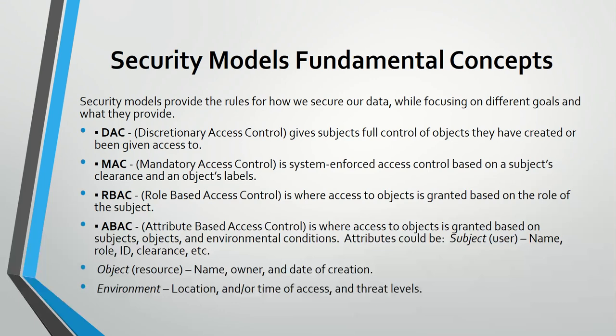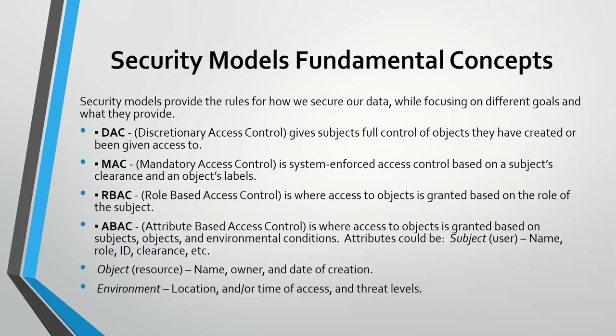Then we have ABAC. ABAC is an access control model which has been getting recognition in the last couple of years and is being accepted very fast. ABAC stands for attribute-based access control, where access is granted based on attributes of subjects, objects and environmental conditions. Subject attributes can be username, role ID, clearance, etc. Object or resource attributes can be name, owner, and date of creation. Environment can be location and/or time of access and threat level.